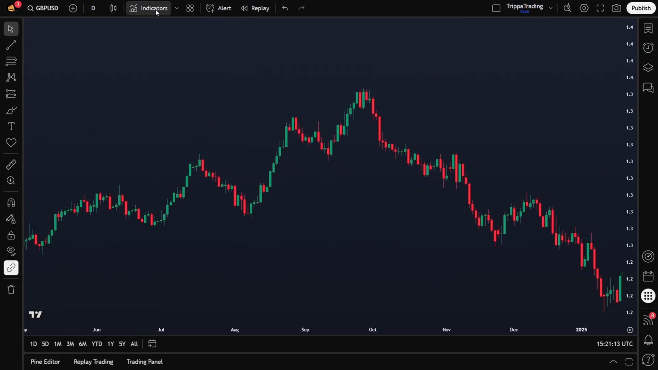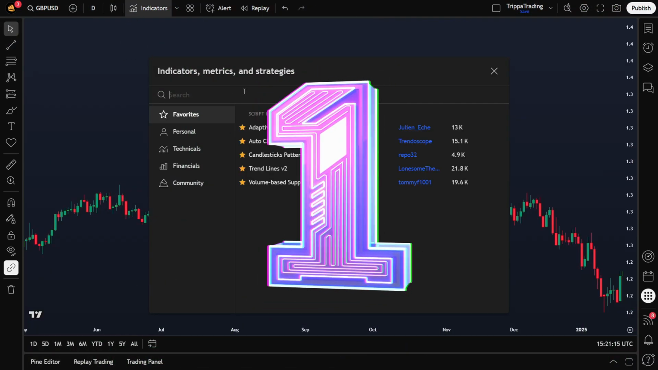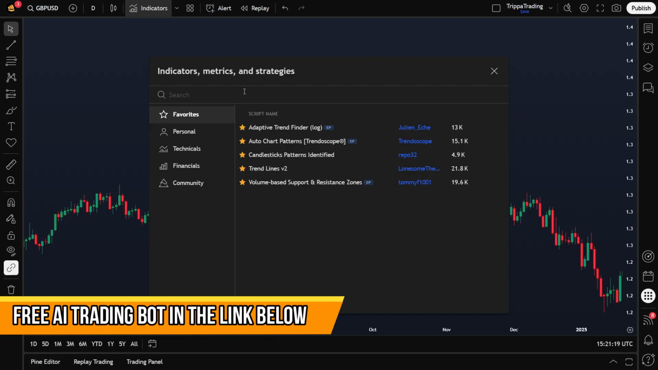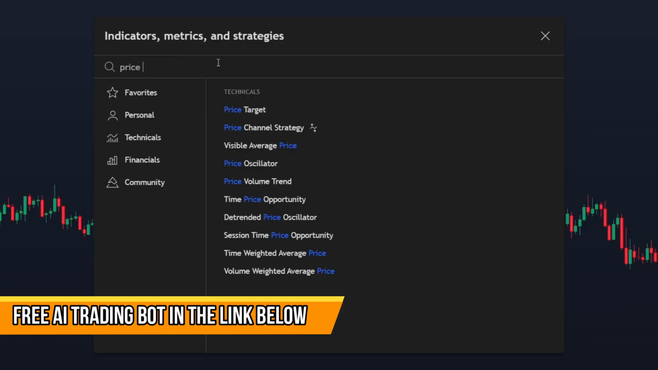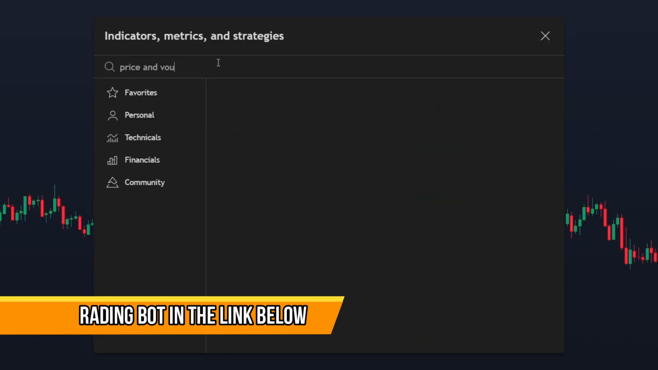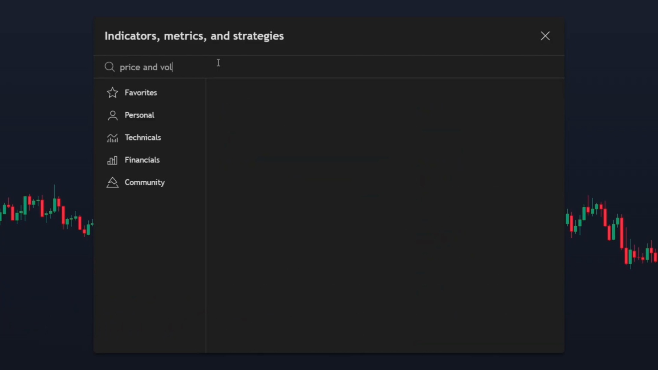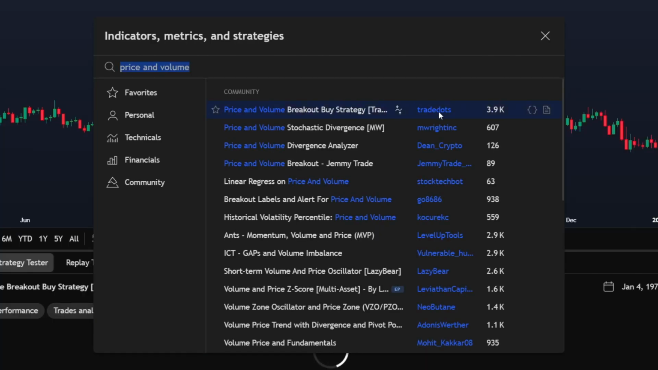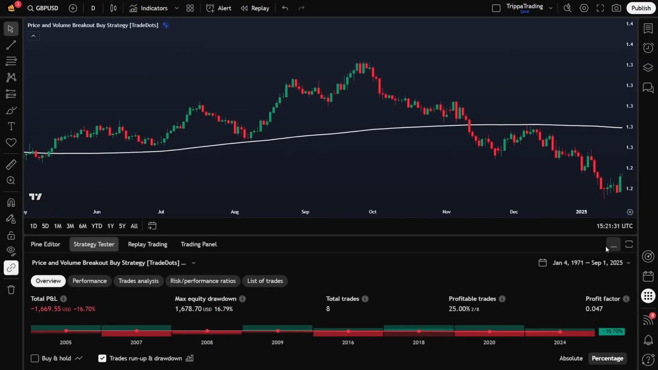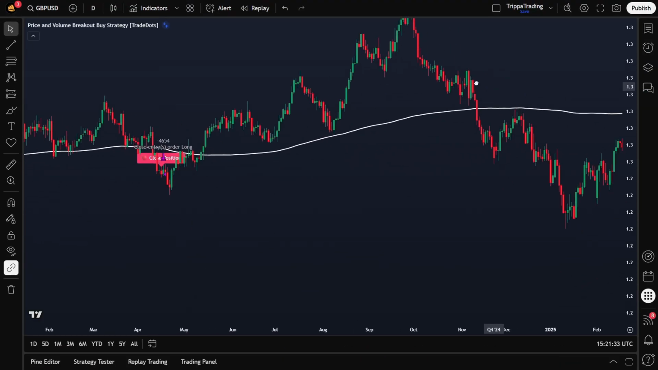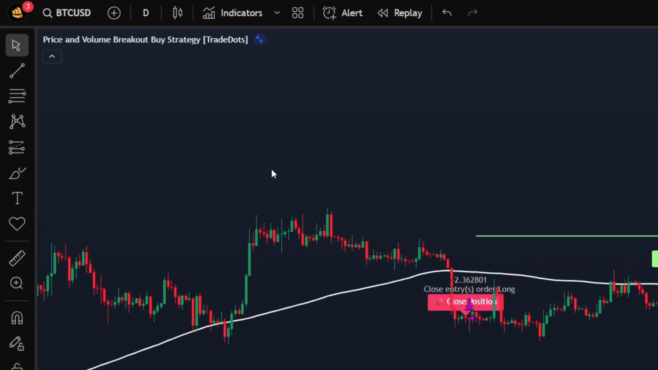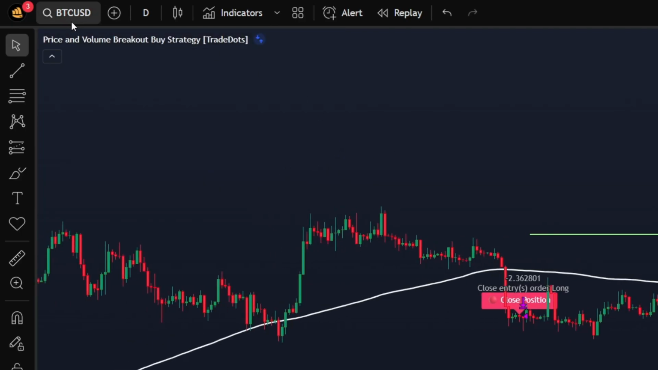Alright, let me remove this and move on to number 1 indicator on our list. This one is amazing and has many use cases when being used in live trading. The name of the indicator is Price and Volume Breakout Buy Strategy by TradeiQ. It is this one. You can add it to the trading chart. It's built to catch moments when both price and volume break out together, which usually leads to explosive moves. It works the best on more volatile markets such as Bitcoin.